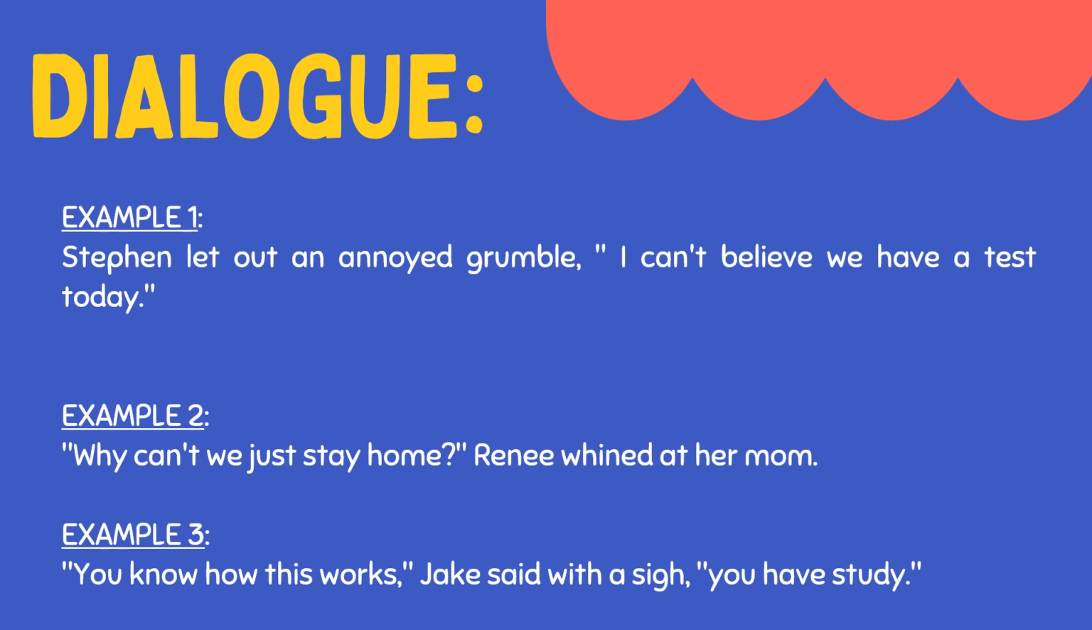Maybe a slightly more elevated form is the third version, where you can break up your dialogue with your dialogue tag. You know how this works, Jake said with a sigh. You have to study. Actually, you have to study. You know how this works, comma, Jake said with a sigh is our dialogue tag, punctuated with a comma, you have to study, ending our sentence with a period.